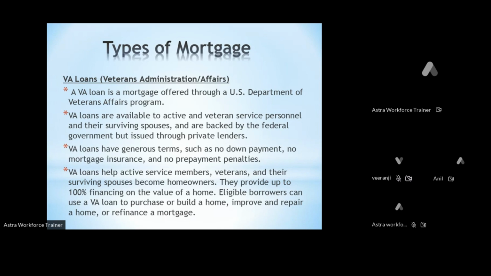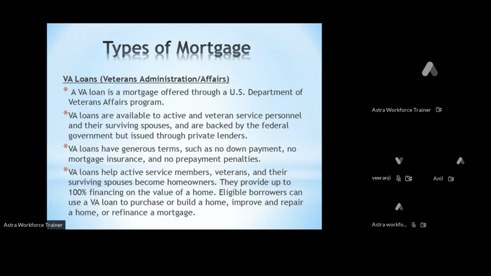Okay, so for VA borrowers, there are no prepayment penalties. They will get 100% loan amount. There is no down payment required for them. Also there is no prepayment penalty for them. So who is eligible? Those who are active service members, those who are currently working in the army, or those who are retired from service, and also their surviving spouses. So these people are eligible to get VA loans.